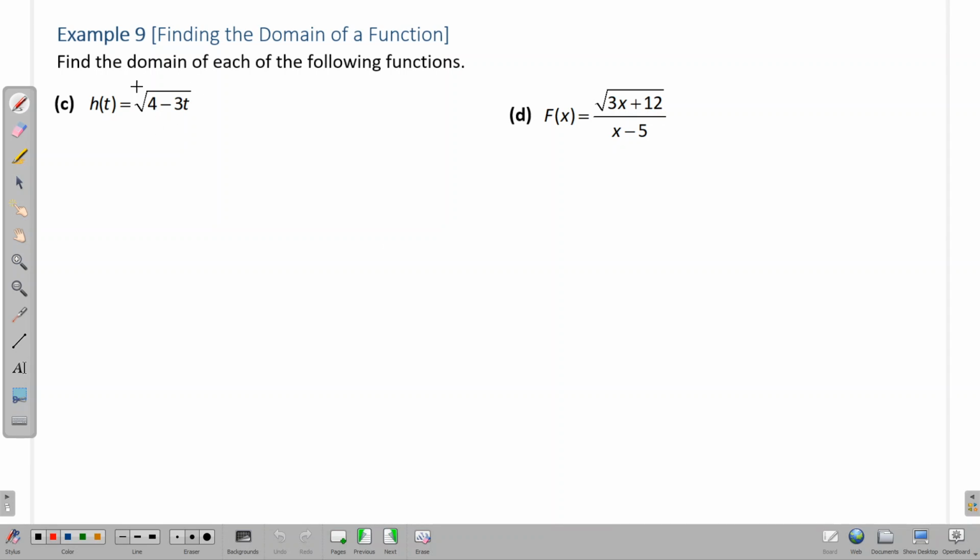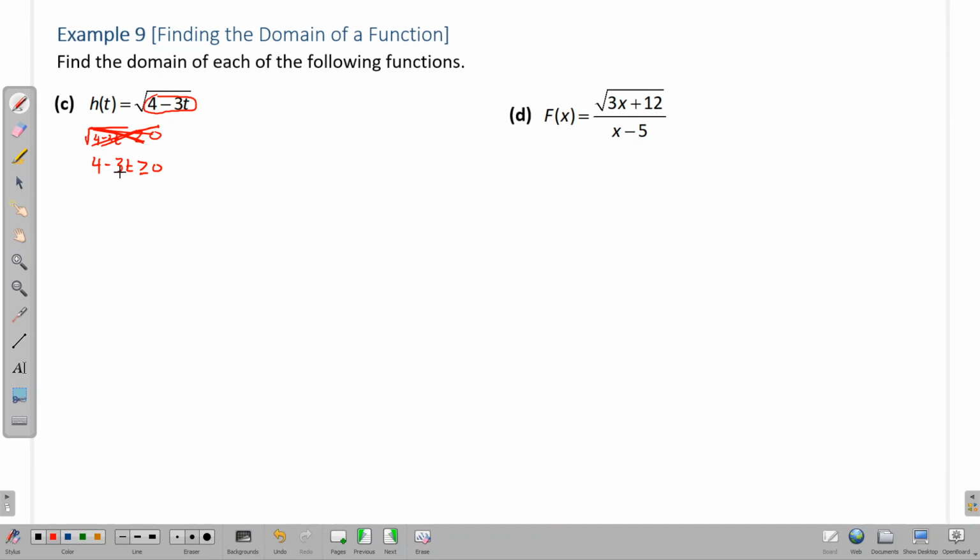Okay, next one. So we can see a square root right away. So the radicand, which is just what's inside, this expression can't be negative. It can be 0, but it can't be negative. So what we need is we need 4 minus 3t to be greater than or equal to 0. The radicand has to be greater than or equal to 0. A common mistake people make with this is they leave the square root in there, and it's not a big deal on this one, but that's really, you're looking at it the wrong way. We don't care necessarily if the square root is negative.